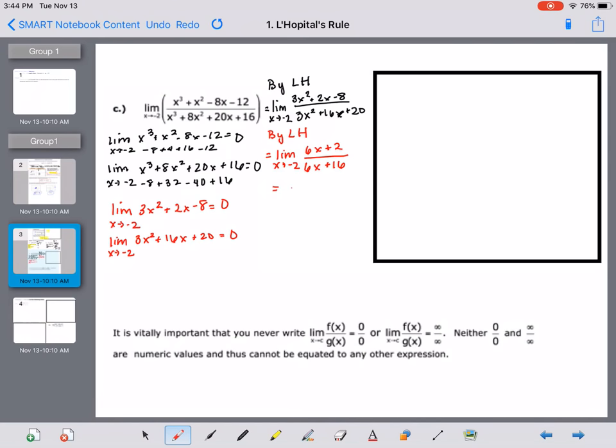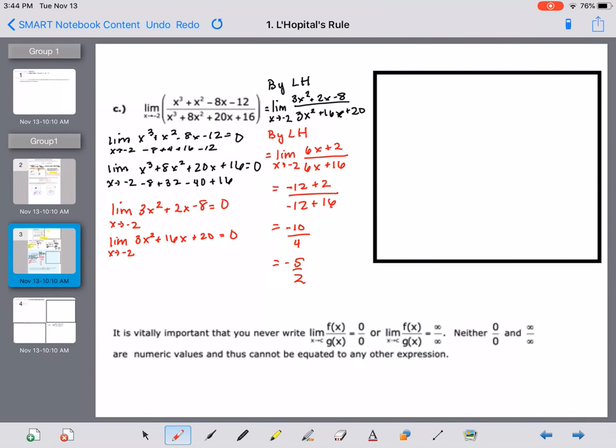So 6 times negative 2 gives me negative 12 plus 2 over negative 12 plus 16. So I'll wind up getting negative 10 over 4, or negative 5 over 2. Okay, and that's cool because if we go back to the original function, we wouldn't know how to factor that. It would be complicated to factor, if it's even factorable. We'd probably have to use something like long division, and nobody wants to do that. So L'Hopital's rule kind of clears it up.